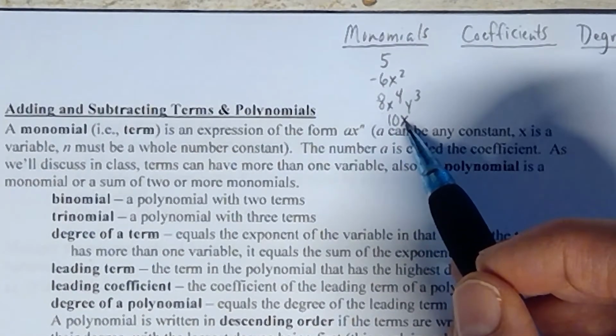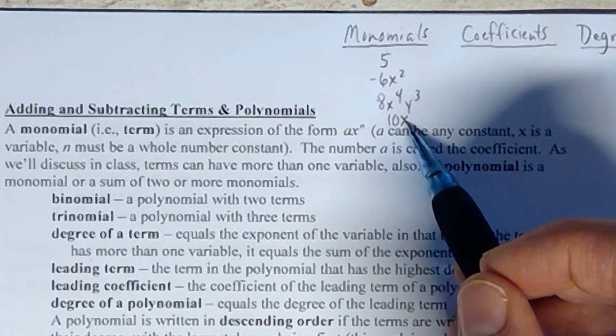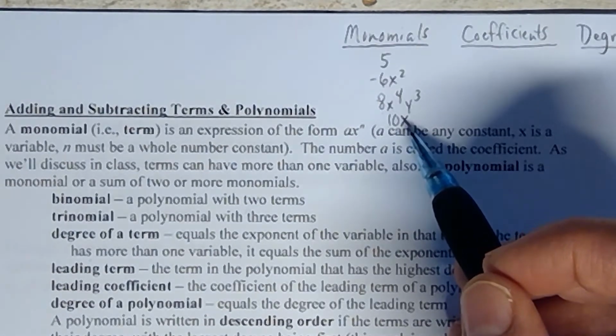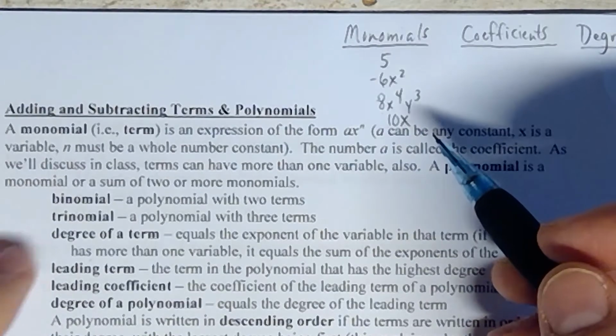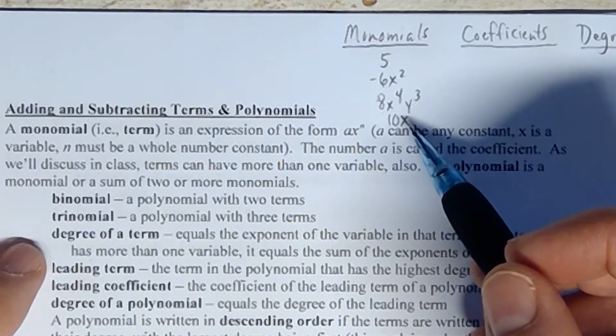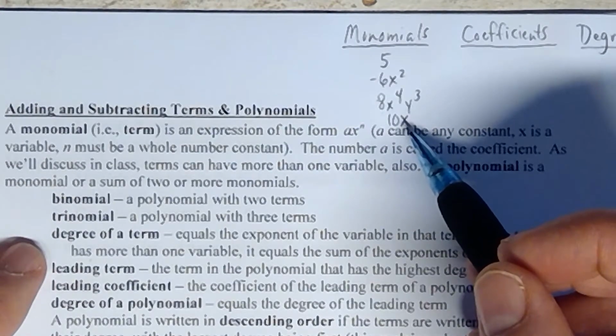Now you might be wondering, wait a second, where's the exponent? Well, when the exponent is invisible, that means that the exponent is 1. So when you see x, that's the same thing as x to the first power. And 1 is a whole number exponent, so that's fine. So this is also a term.